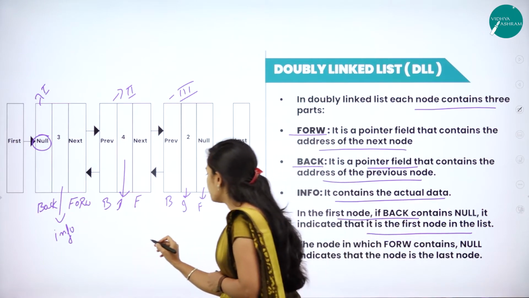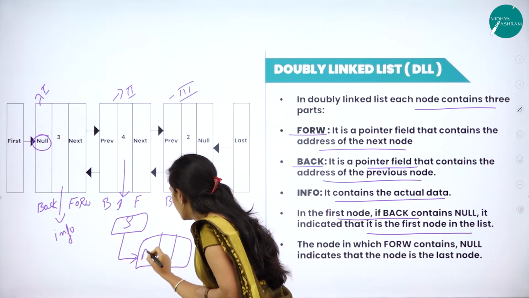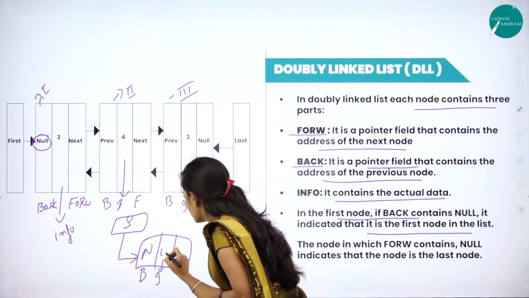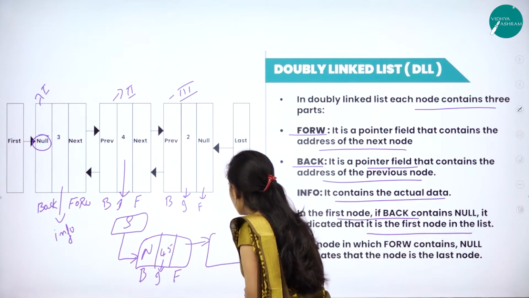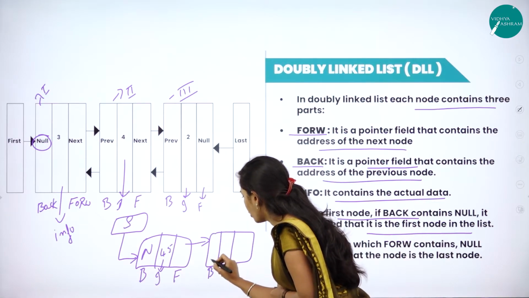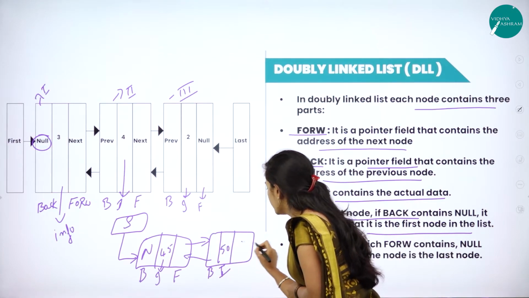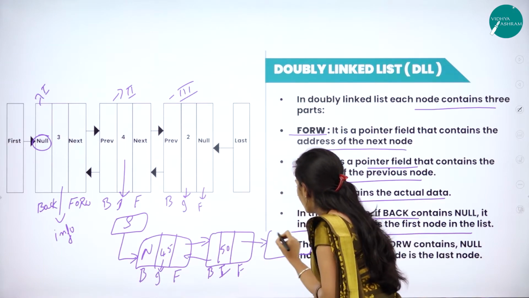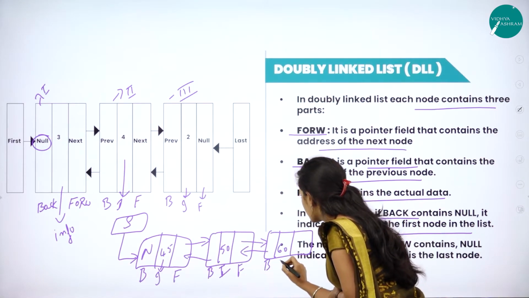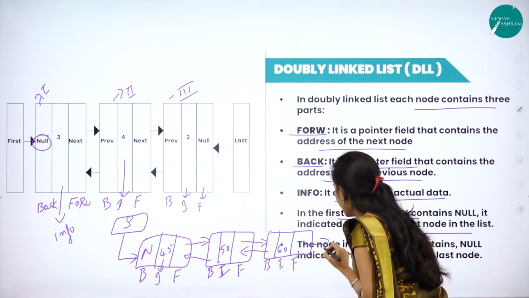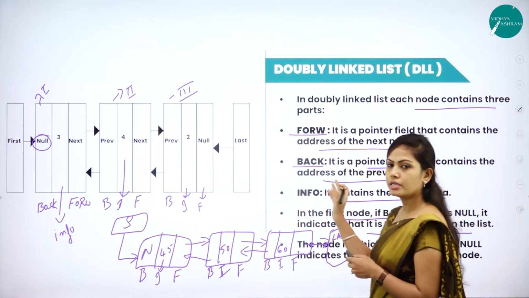I will give one example for a doubly linked list. Start: the first node has three parts, that is null, back, and info, where we have 45, and forward indicates the address of the next node. In the next node, back represents the address of the previous node, info is 50, and forward indicates the address of the next node. Here it also indicates the address of the previous node, and info is 60, and forward indicates the last node. So this is the example for a doubly linked list.